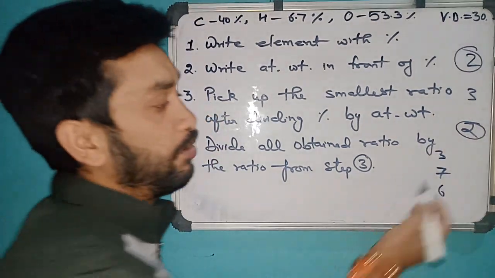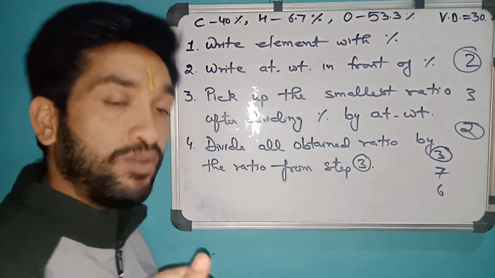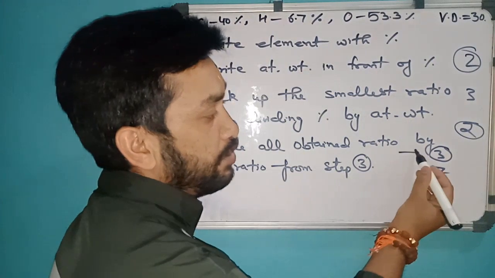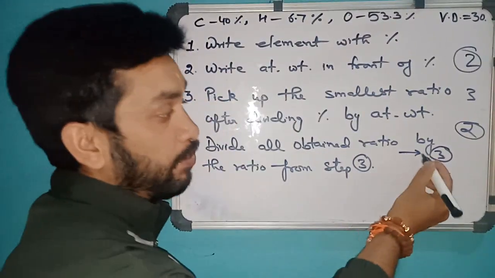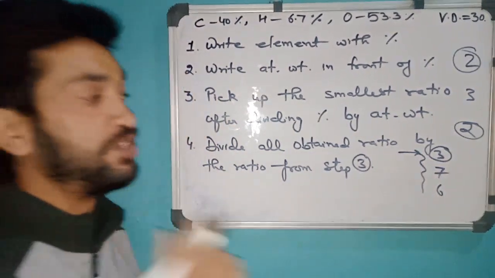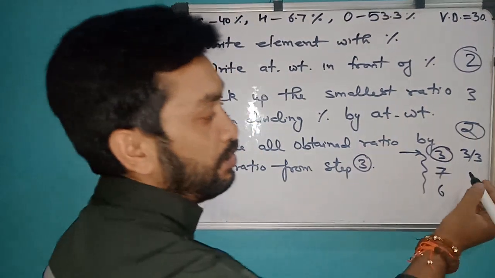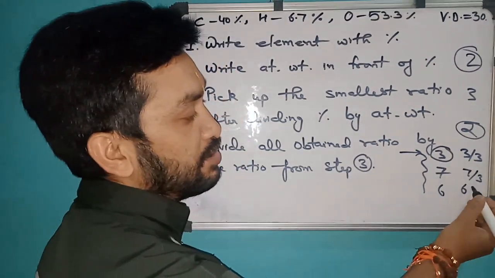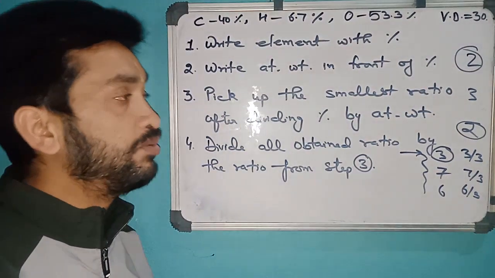Then which one you have to pick? You have to pick 3. This is your step number 3rd. According to step number 3rd, the smallest one is 3. Now what you have to do is divide each and every ratio that you have obtained in step 3 by that smallest ratio. Means after this what you are going to do is 3 by 3, because this is the smallest one, 7 by 3, and next 6 by 3. In this way you have to do this question.